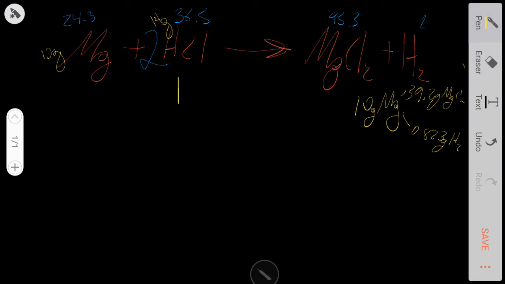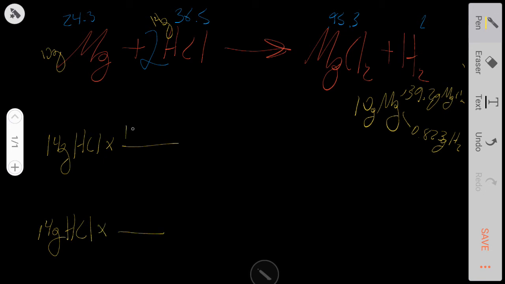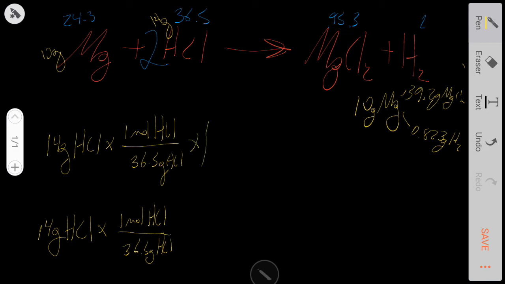So now let's look at how much of these products I can make with my hydrochloric acid, my 14 grams. So we have 14 grams HCl, and I'm going to do another one on the bottom for both products. 14 grams of HCl. Convert them both to moles. Times my ratio.